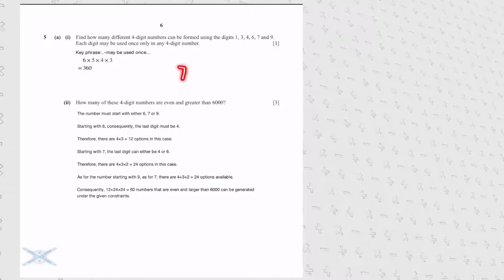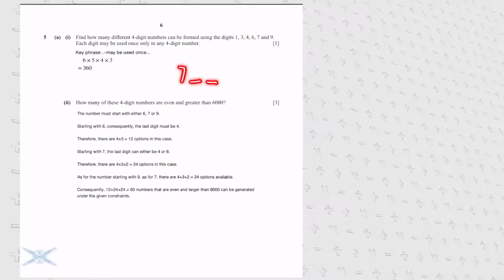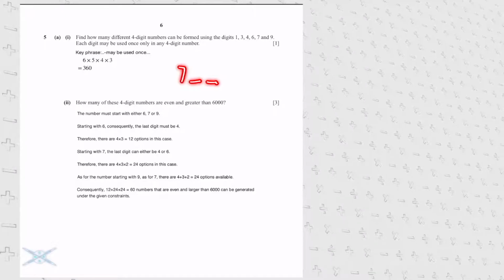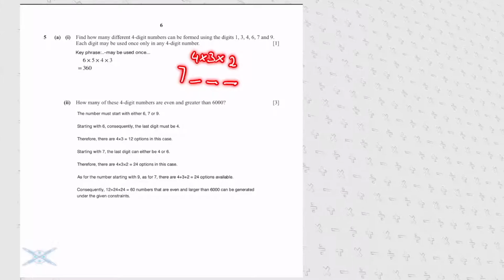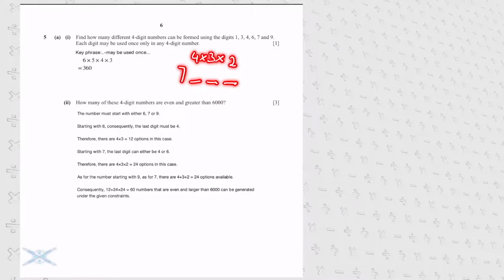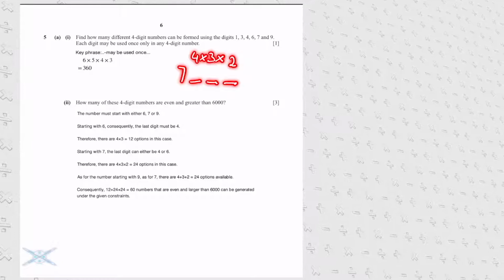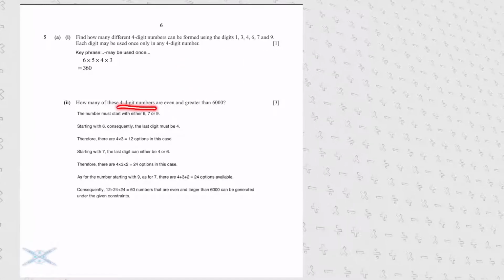Since 7 in the first place is given and the last digit can either be 4 or 6, which are 2 options total, we should be able to derive from there that there are a total of 4 multiplied by 3 multiplied by 2 options for 4-digit numbers that start with 7.